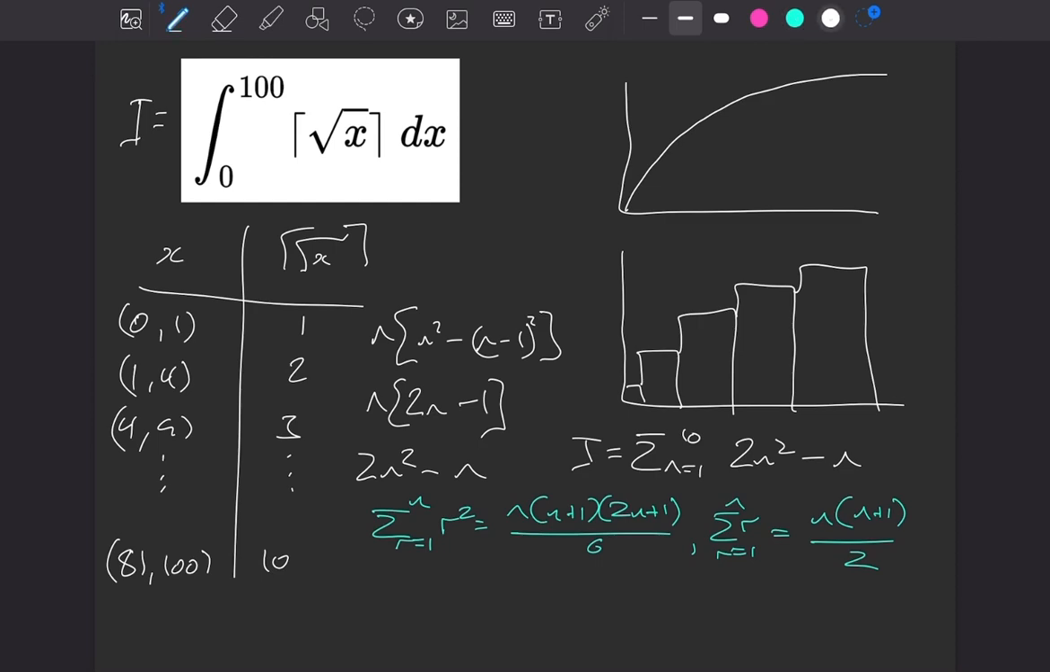We'll have n as 10, so our entire integral is equal to 10 times 11 times 21 divided by 6. But then we've got two lots of that, so times by 2 as well. And take away 10 times 11 divided by 2. If we look at the first one, this gives us 1,110 on top. This would give us 42, which divided by 6 gives us 7. So altogether that's 770. Here then, we'll have 110 divided by 2, so 55. So altogether, final answer, 715.